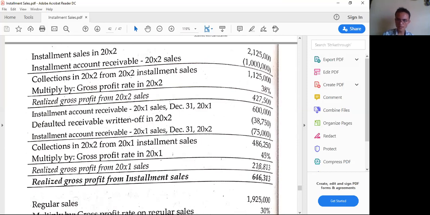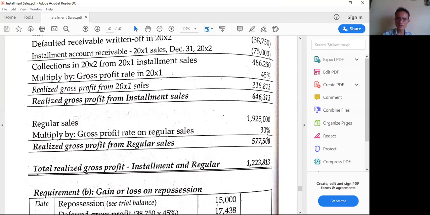And so the realized gross profit from installment sales is 646,313, and we add that to realized gross profit from regular sales. This is the amount. Quite a problem. It's really going to test our understanding. But if we just know about the formulas, then it will be easier for us.